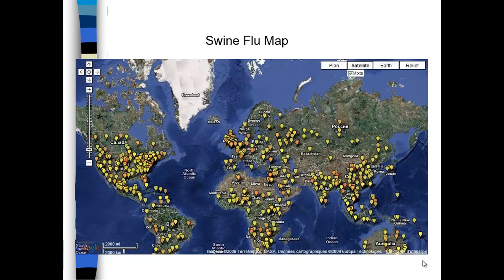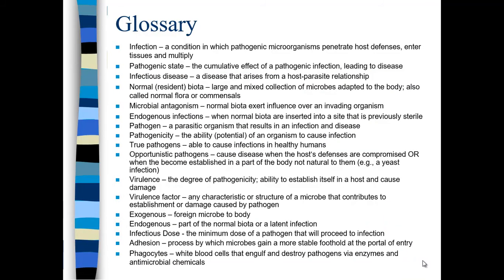Okay. And here's the swine flu map from 2008. You can see it was indeed a pandemic because you had multiple cases, much higher than the expected incidence, in multiple continents. Okay, and that concludes chapter 13.